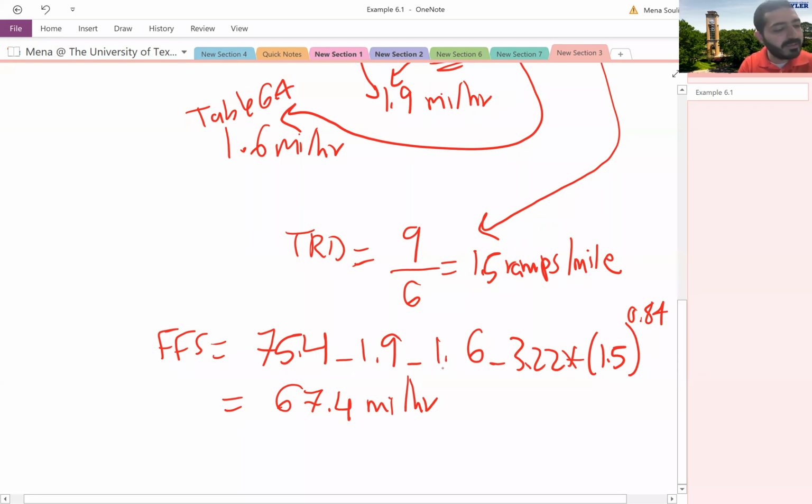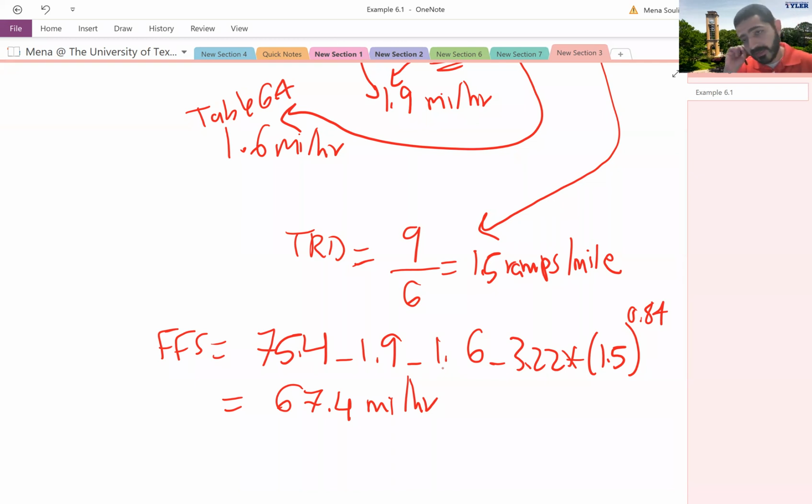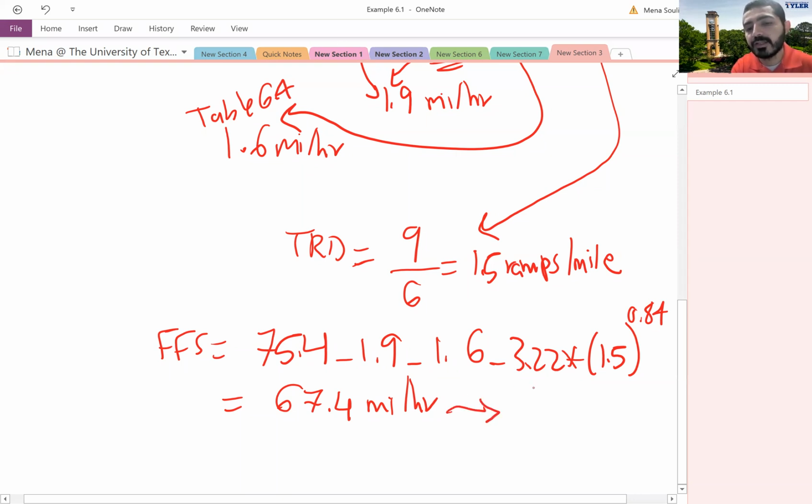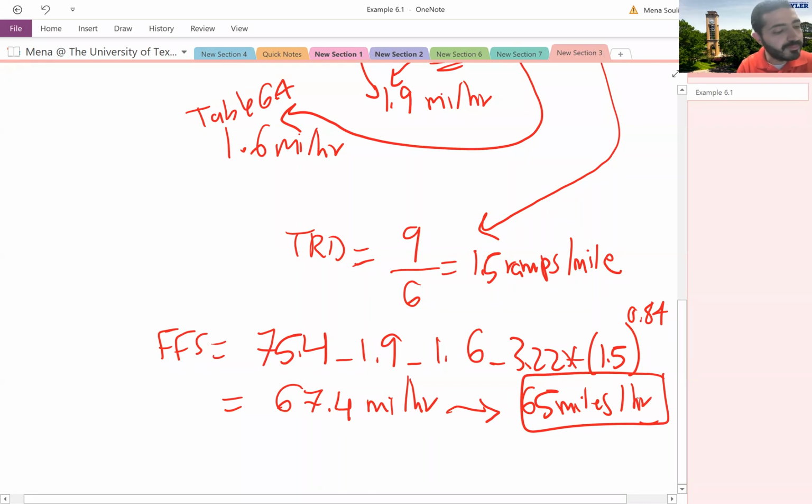Typically, for free flow speed, we round it to the nearest 5 miles per hour, but we round it to the lower number just as a factor of safety. You cannot say the free flow speed is 70. But we round it to the nearest lower 5, so that's going to be 65 miles per hour. That will be the free flow speed.